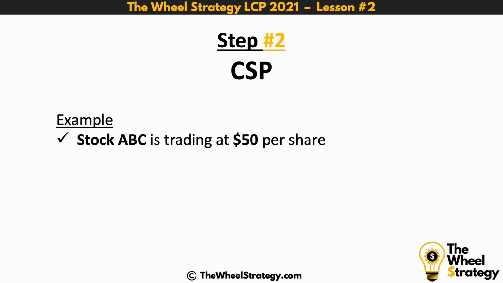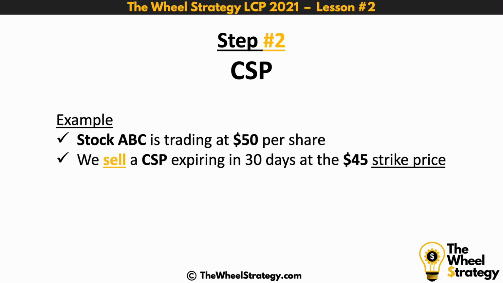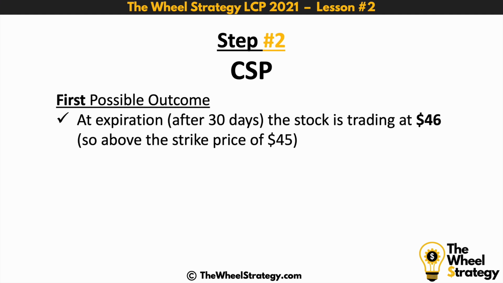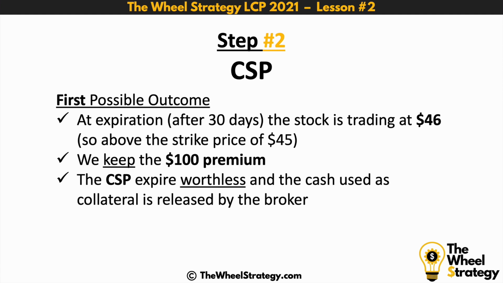Example, the stock is trading at 50. And we sell a CSP, it expires in 30 days at the 45. We receive the premium that we keep. And again, as we saw before, a possible outcome is that the stock is trading at 46, so it's above the strike. We keep the premium completely, the CSP expires worthless. And the cash that was kept by the broker to be used as a collateral is released. So we can do other business with this same cash. And we go back to step 1.